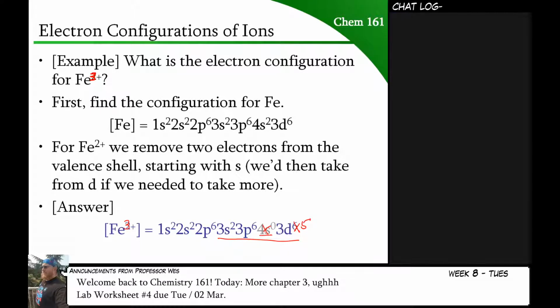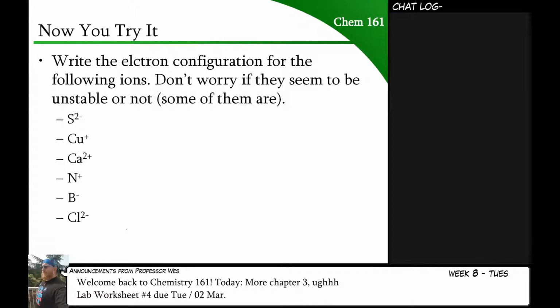So that's how we do electron configurations for ions. For anions, add the electrons in, no big deal. It's like you had a bigger atom instead. Removing electrons, take from the valence shell first. Okay? Remember, the valence is the highest n.